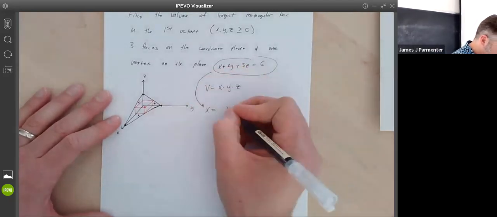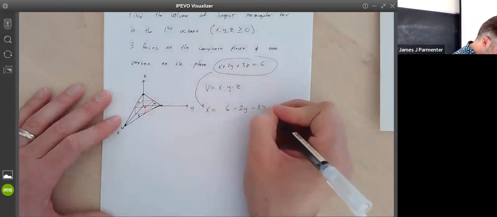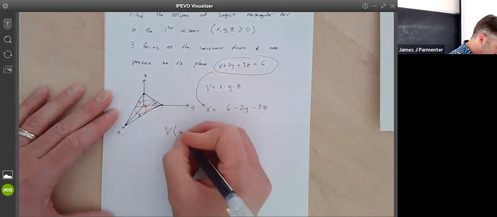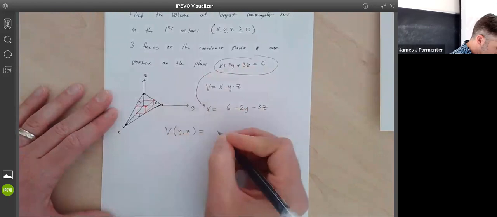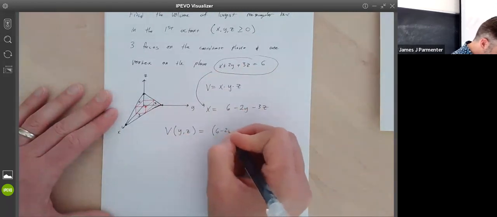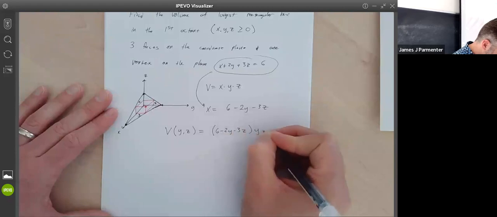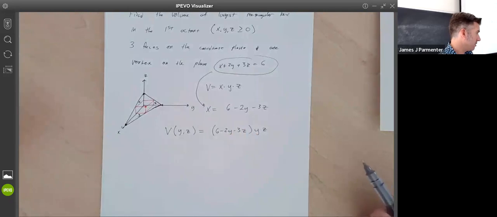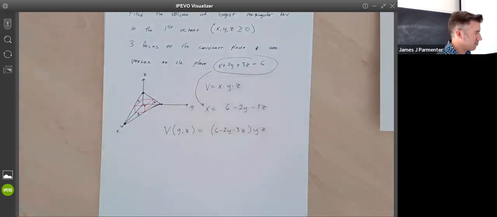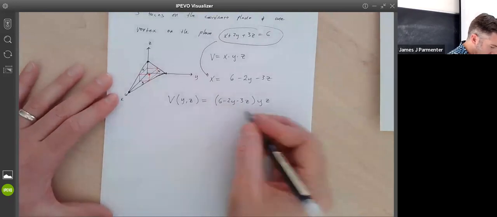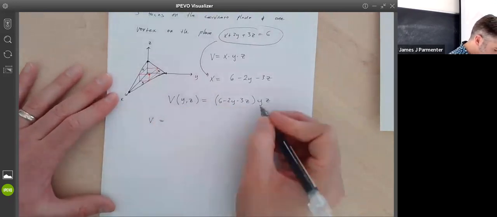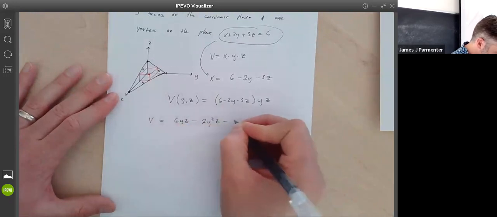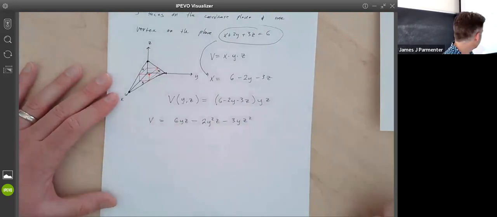So X is going to equal 6 minus 2Y minus 3Z. And then we're going to plug that into our volume. So the volume is now going to be a function of Y and Z, and it's going to be (6 minus 2Y minus 3Z) times YZ. The only reason I would pick X here is because I don't have to divide by anything. If I pick Z, I have to divide by 3. It's going to be a little more effort. So I'm going to multiply this out. My function V is 6YZ minus 2Y squared Z minus 3YZ squared.